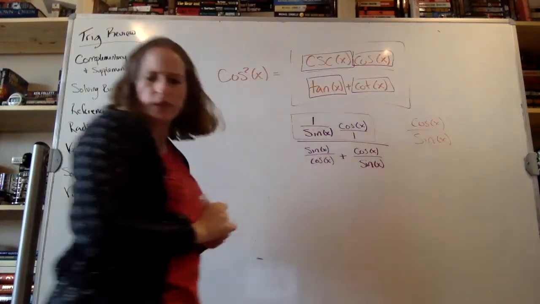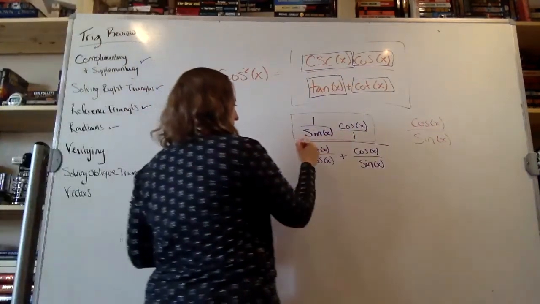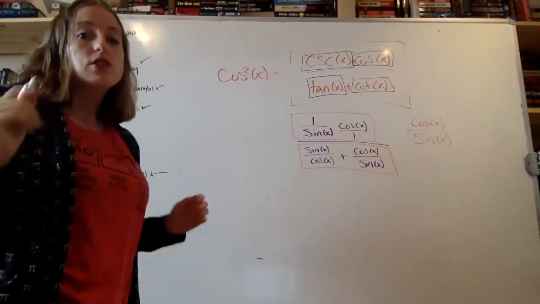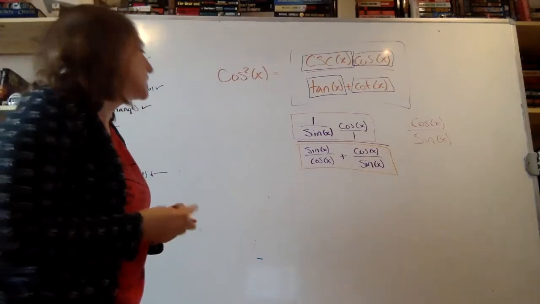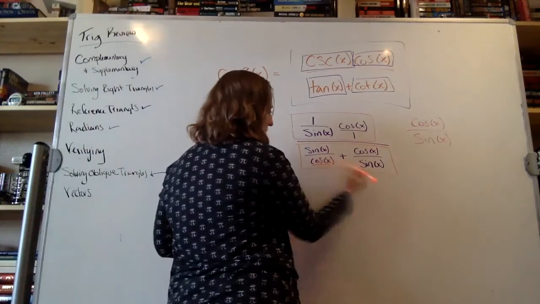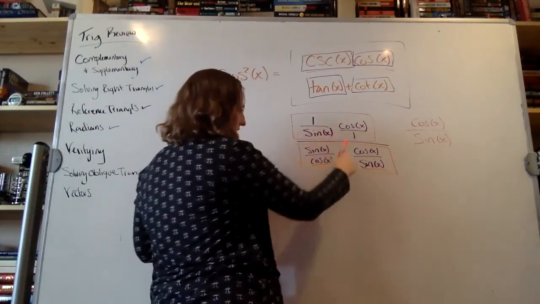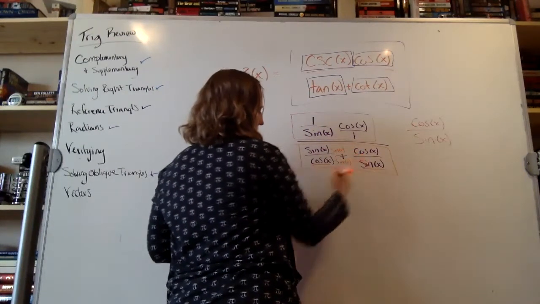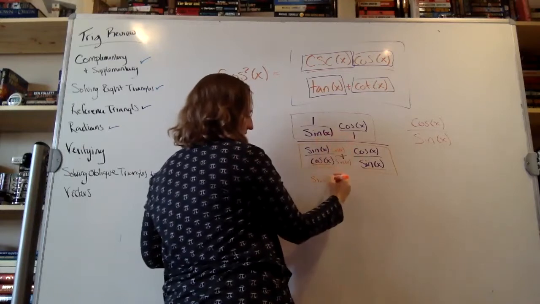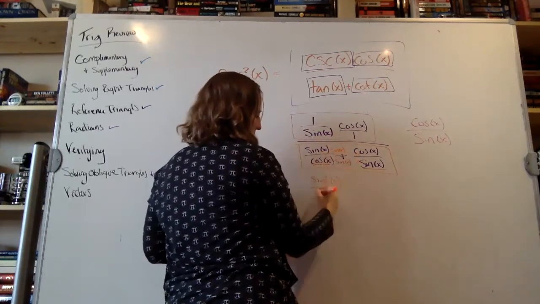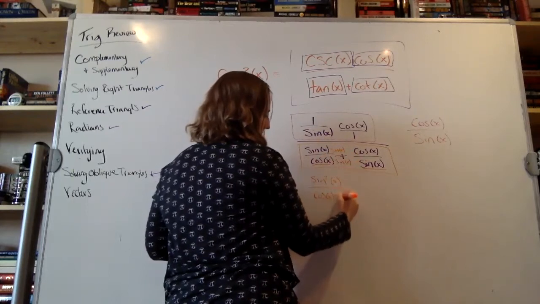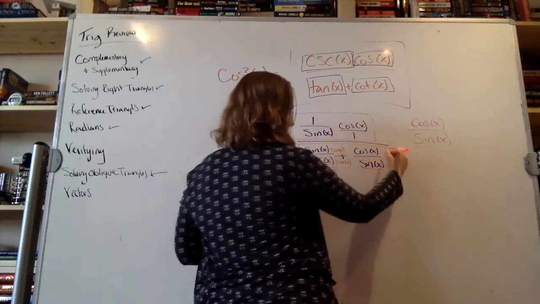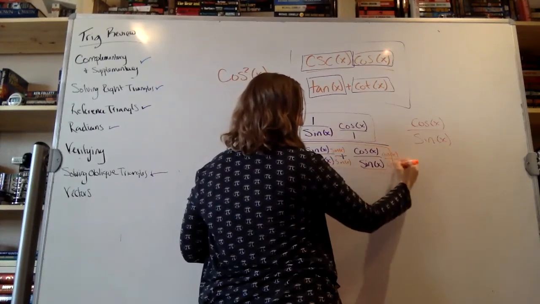Now let's look at what's going on the bottom. On the bottom, I have addition. I have sine of x over cosine of x plus cosine of x over sine of x. To combine those together, I need to get a common denominator. My common denominator will be cosine times sine. So that means here I need to multiply top and bottom by sine. That gives me sine of x times sine of x is sine squared of x over cosine times sine. On this one, I'm going to have to multiply top and bottom by cosine. So cosine of x over cosine of x.